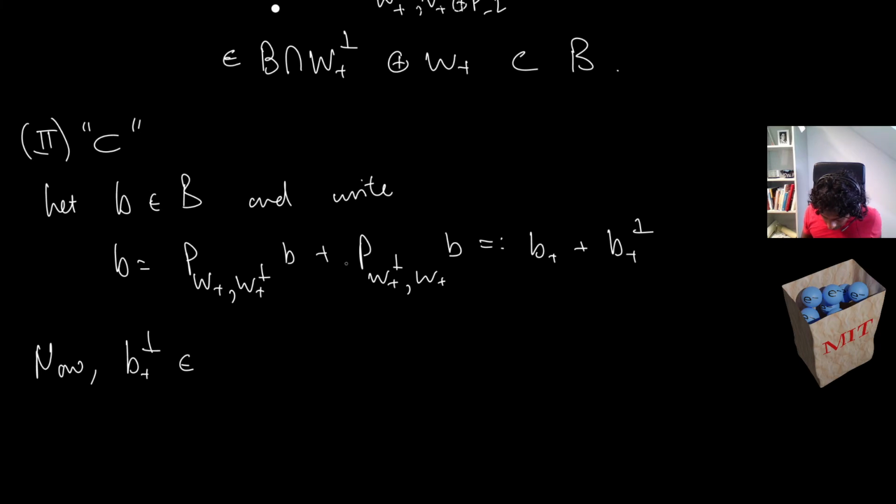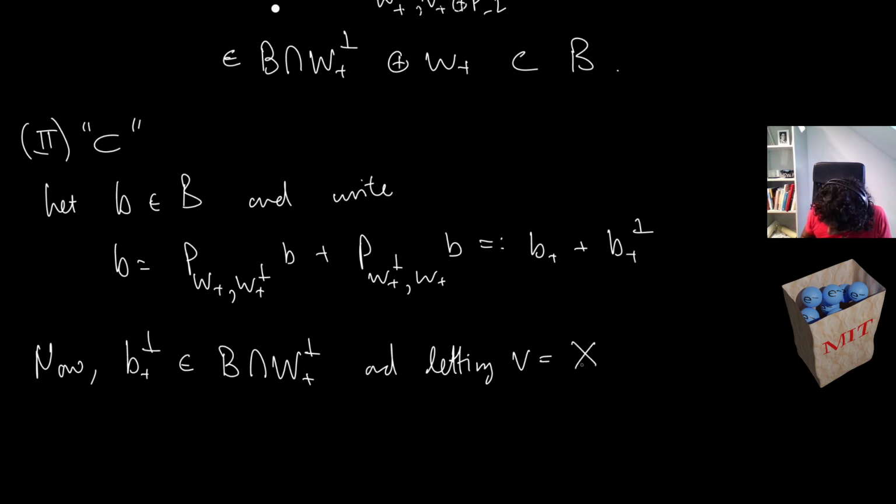this projector PW plus perp along W plus B is going to be B minus this thing. So in particular, this is also going to be in B. And we've seen this before. So what I want to say here is that this is certainly in this intersection. And letting V equal to X minus B plus of perp, which is now in P minus of B, okay?